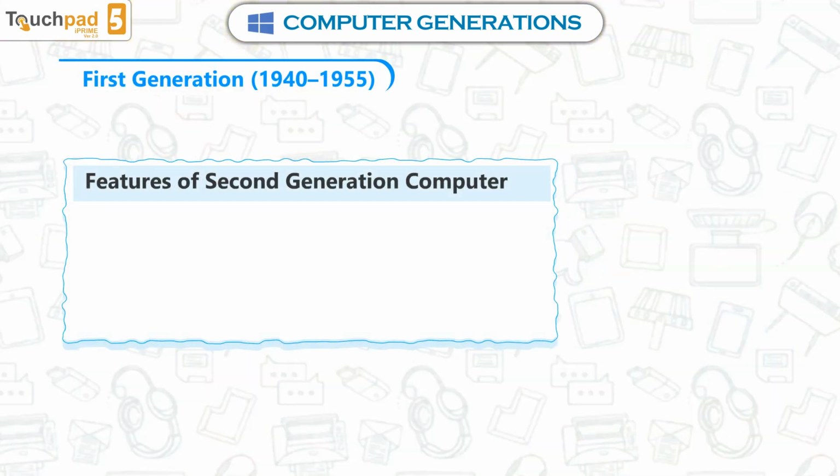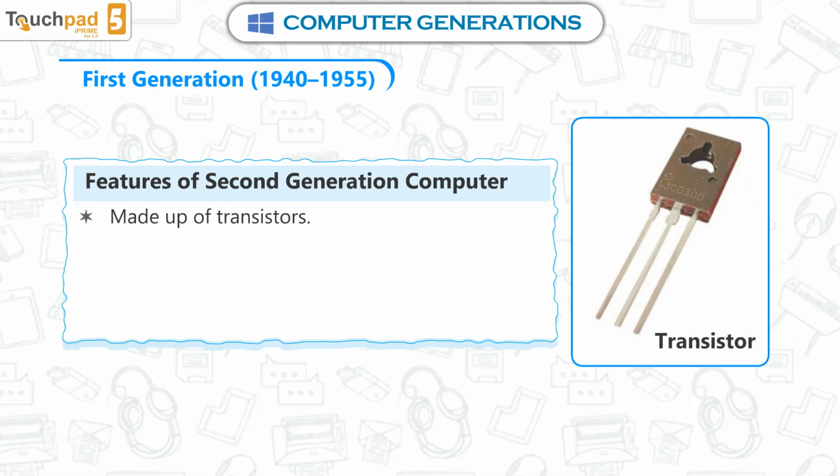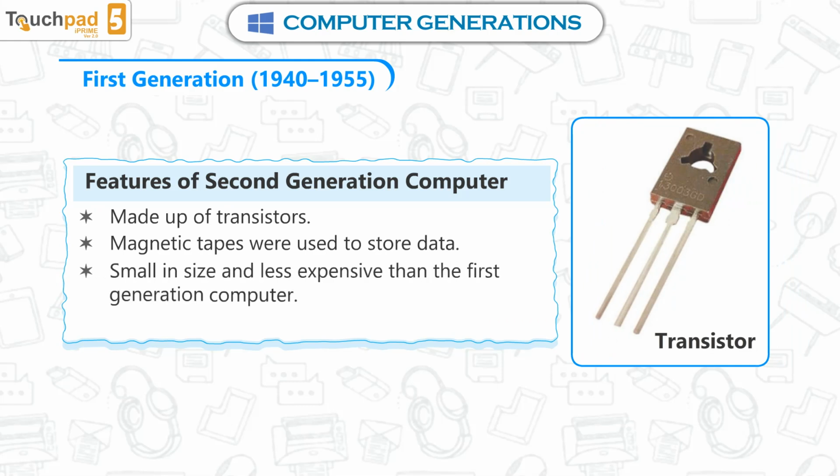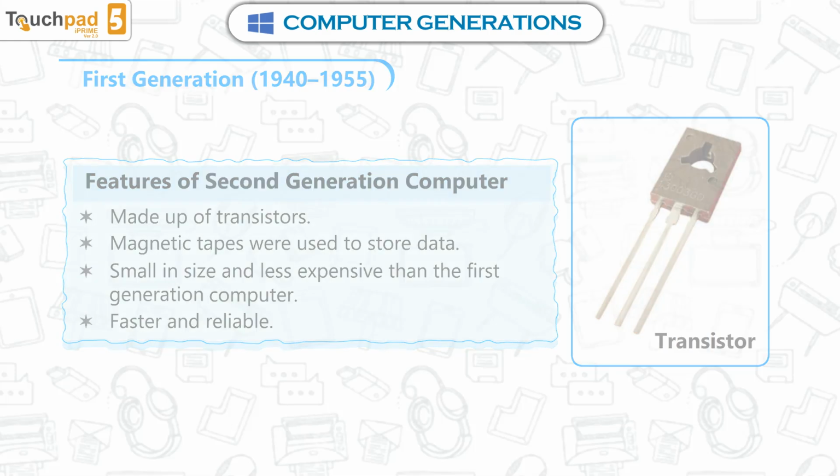Features of second generation computer: made up of transistors, magnetic tapes were used to store data, small in size and less expensive than the first generation computer, faster and reliable.